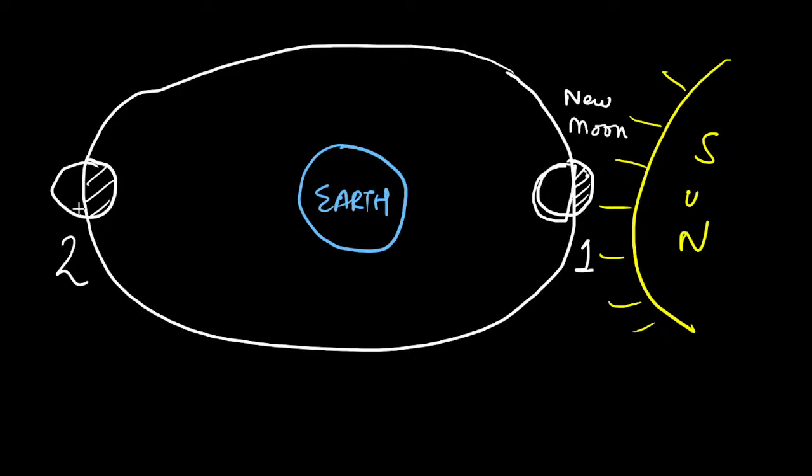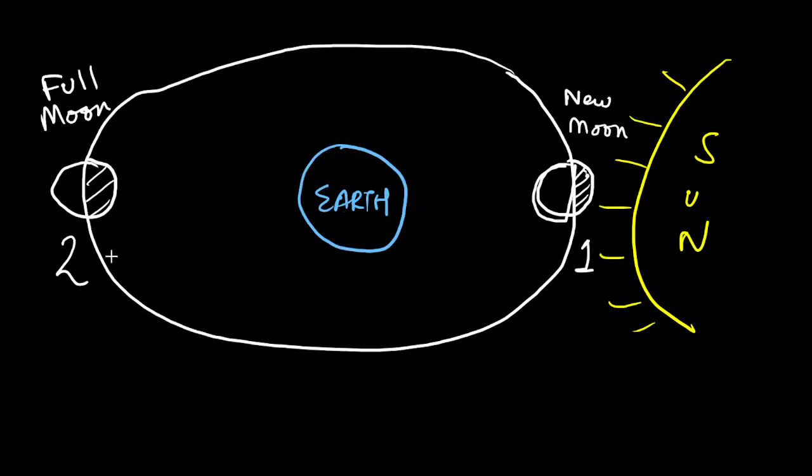Let's consider position 2. In this position, the bright sunlit side of the moon is facing the earth, and therefore you will see something called the full moon. The full face of the moon will be visible to an observer on earth.